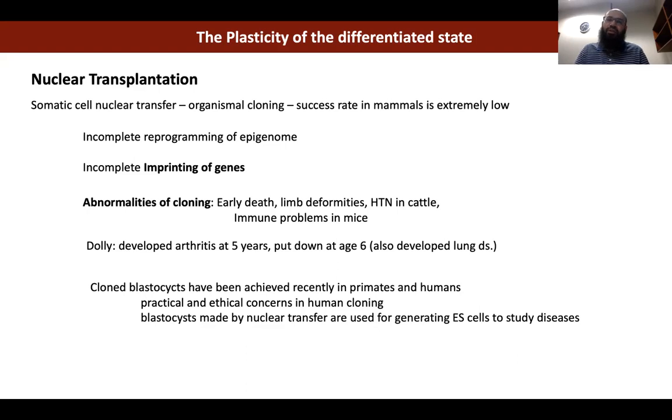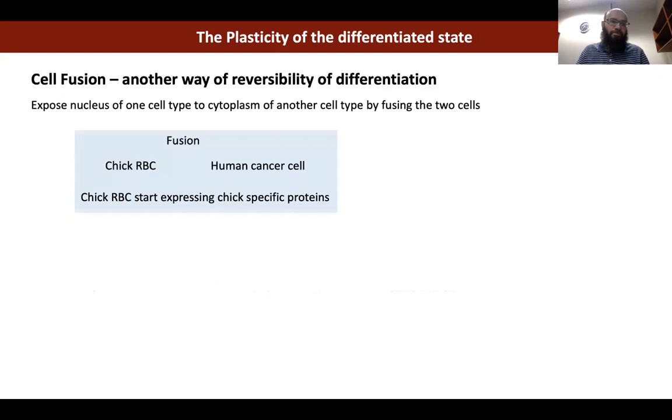And this is one of the ways to study the plasticity of the differentiated state. This experiment tells us that the differentiated state is not a permanent state and it can be reversed. Another way of reversing the differentiation is cell fusion.